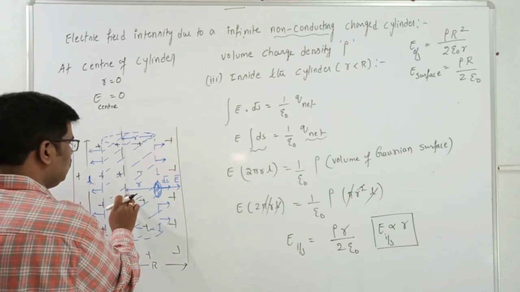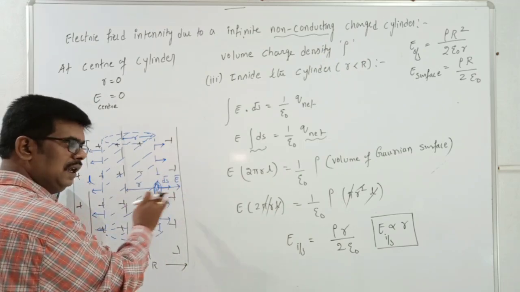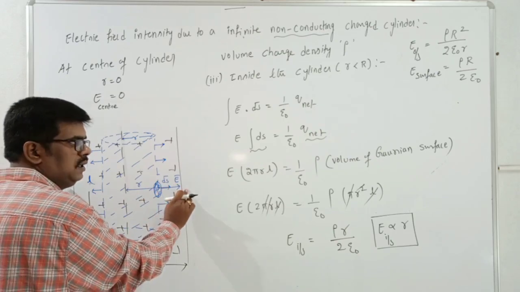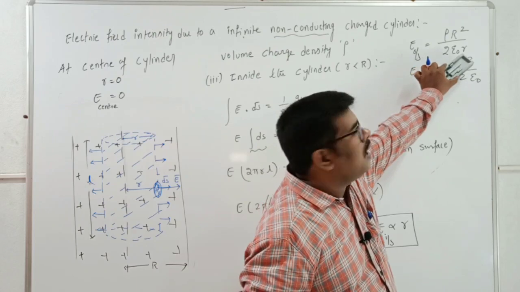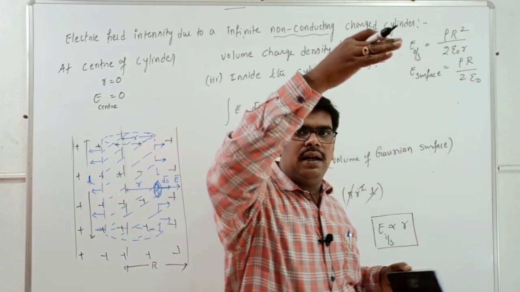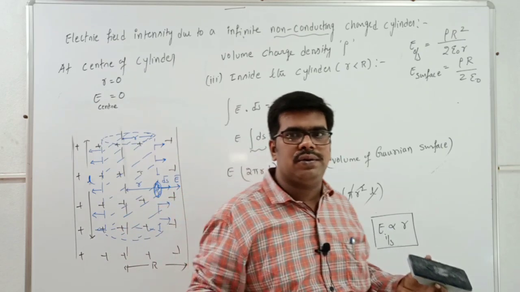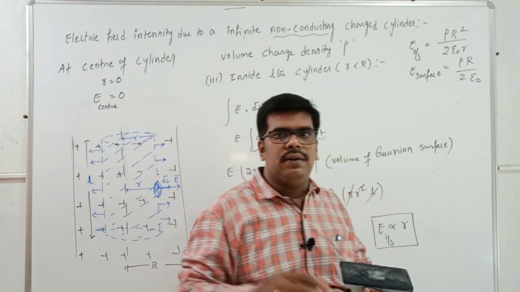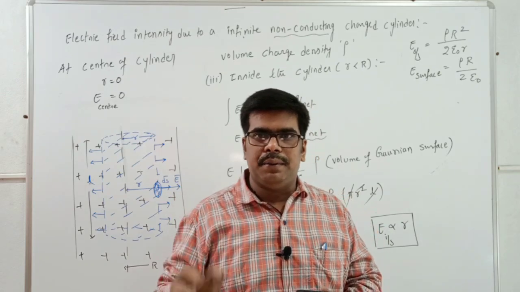So from 0, as you go away from the center, the electric field intensity gradually increases linearly up to the surface. And outside of the surface, you observe, it is inversely proportional, a rectangular hyperbola, inversely proportional to distance r. So remember it: outside, the electric field intensity and radius are inversely proportional to each other.